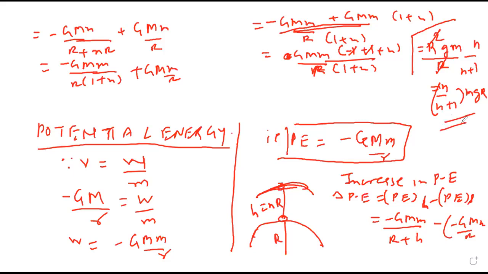mgR is the formula for increase in potential energy when a body is taken from the surface to the height h equal to nR: n upon n plus 1 mgR. Please write it 4-5 times as homework so that it is easy to memorize. n upon n plus 1 mgR. Copy.